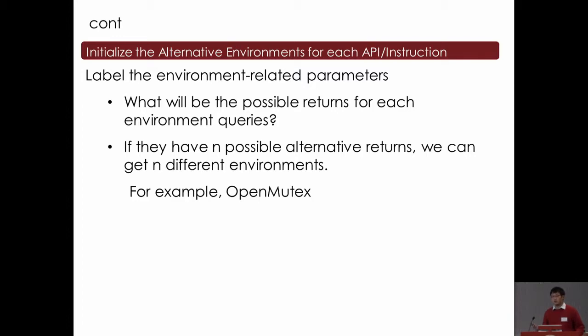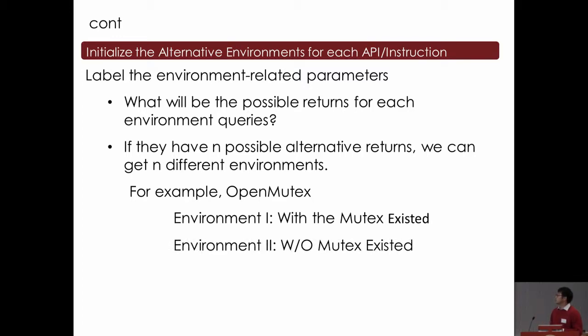Let's do a quick example to help you understand how things work here. For example, if the malware calls a system call like open mutex, we will construct two environments, because when we check open mutex, it will have two possible returns. The first is the object handle, which directly points to the mutex that the malware wants to open. So in this environment, which means it returned a valid value, the mutex exists.